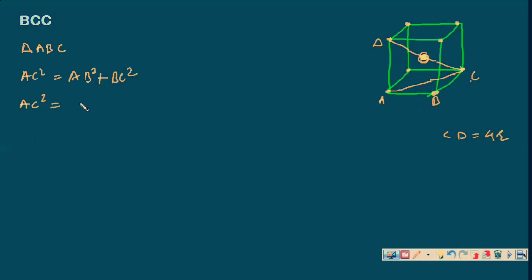We know AB is the edge and BC is also an edge, so we represent the edge with the help of a. So a square plus a square. So AC square is equal to 2a square. Now see another triangle, ACD.